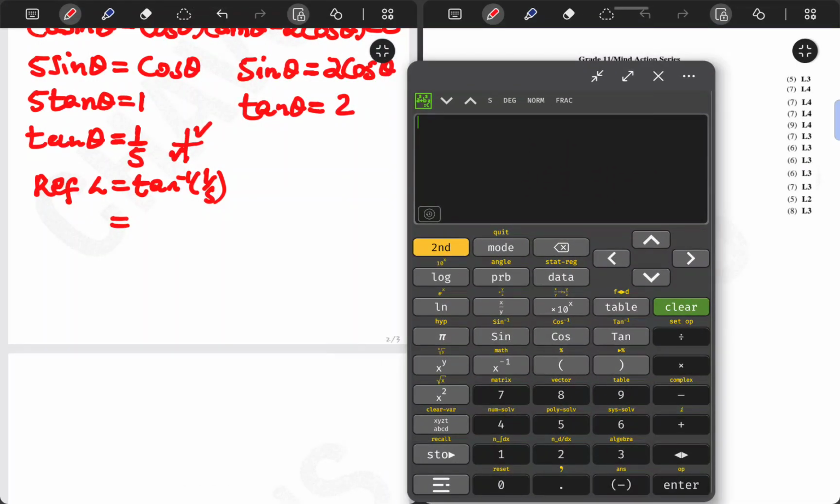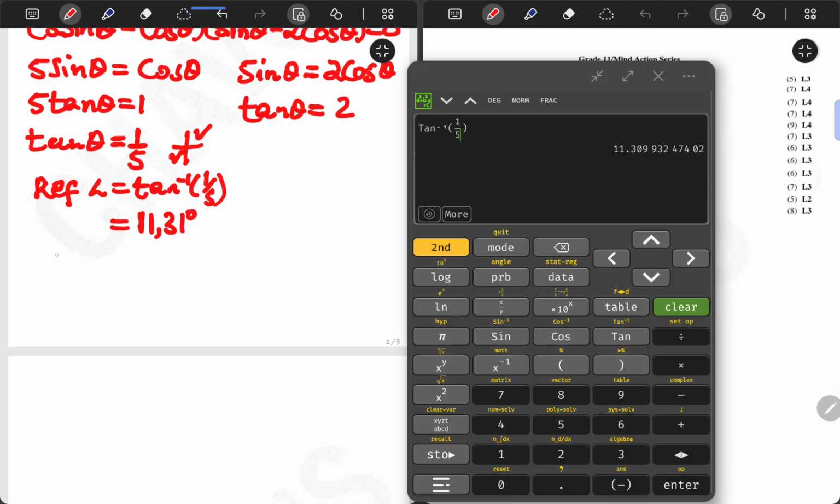So second function tan 1 over 5, that will be 11.31, and 11.31, theta will be equal to 11.31 plus 180k, k element of integer.